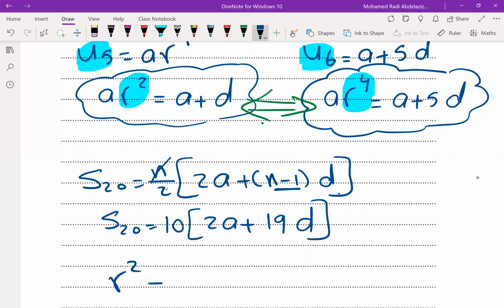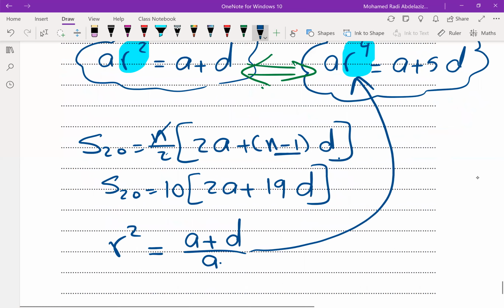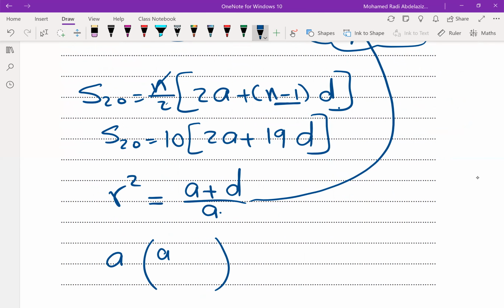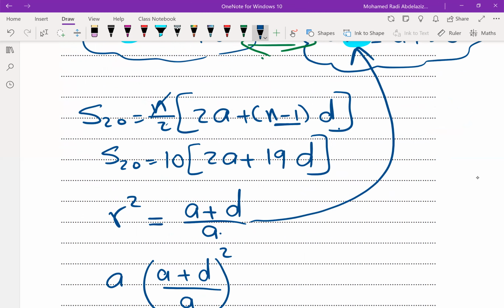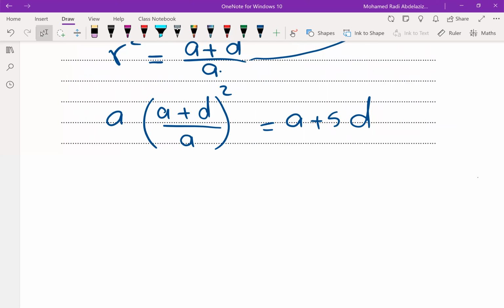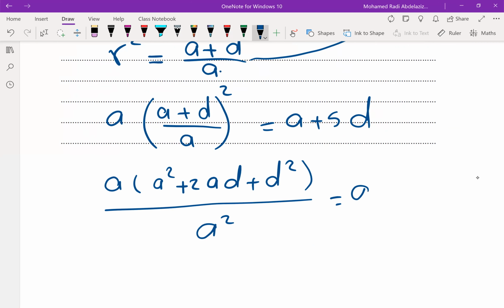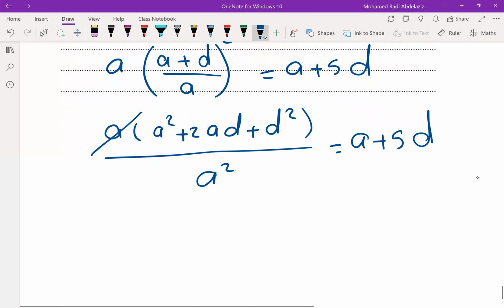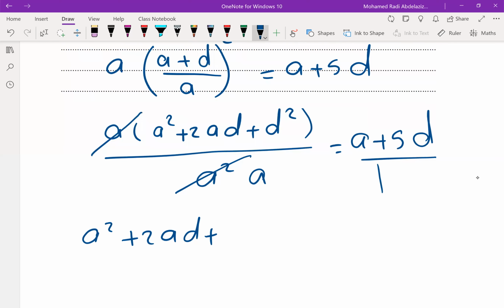If we try to get R squared as the subject, it will be A plus D all divided by A. If we substitute in this equation, A times A plus D divided by A all squared is equal to A plus 5D. Take your time, expand, simplify, and get a relation between A and D. A plus D all squared will be A squared plus 2AD plus D squared all divided by A squared is equal to A plus 5D.